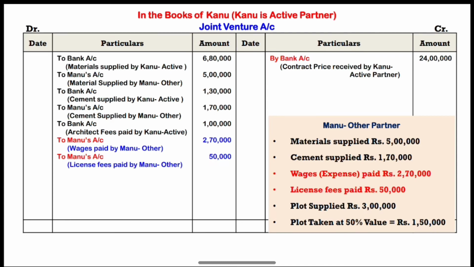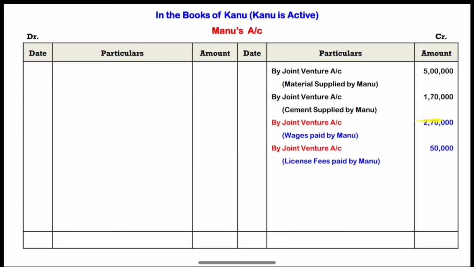Moving towards wages paid, license fees paid. These are expenses paid by other partner. So joint venture ની debit side, other partner ની credit side. So joint venture માં debit side to Manu's account. It means that wages paid by other partner to Manu's account, license fees paid by other partner, 2,70,000 and 50,000. Expenses paid by other partner. Joint venture account debited to partner's account, other partner માં credit side. By joint venture account, wages paid 2,70,000, license fees paid 50,000.